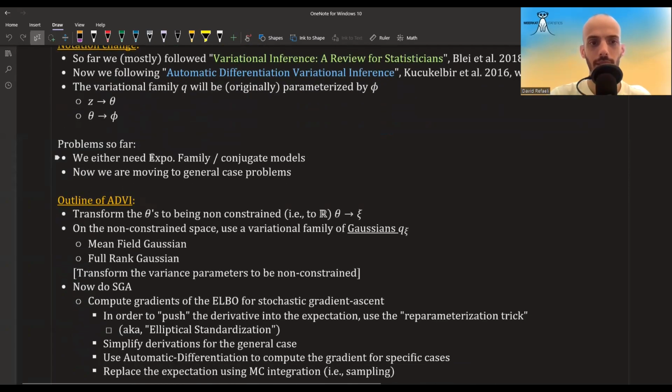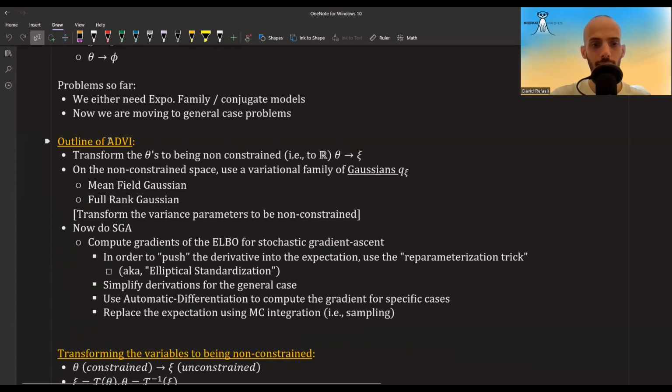Until now, we were mainly focusing on the exponential family, but now we are moving to a general case problem. So ADVI is applicable to any type of problem. Let's give a brief outline of ADVI. We first have to transform the thetas to being non-constrained so that they live on the continuous line. We'll denote this by xi.